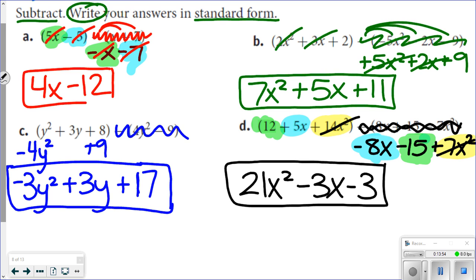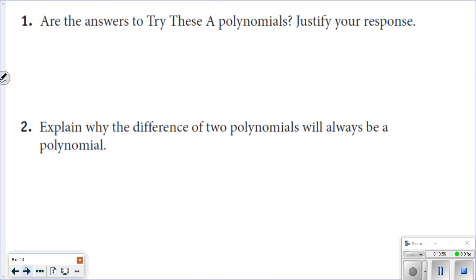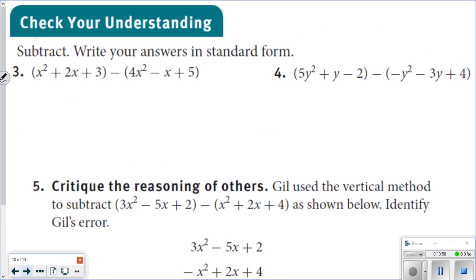Jump to page 366. And go ahead and do questions 3, 4, and 5. Again, pause the video and try these questions on your own first before I go through the answers.